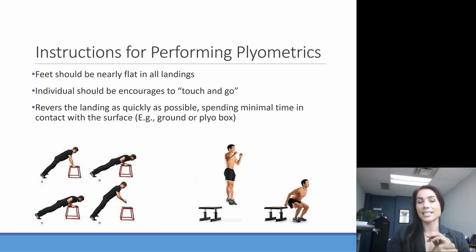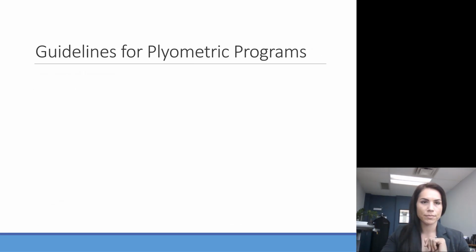Individuals should be encouraged to touch and go, and that's where that eccentric to concentric phase is. Remembering that amortization phase, we want it to be as small as possible. That's what we mean by touch and go: it refers to landing as quickly as possible. We want the landing to be quick so that the explosive movement can also be quick and powerful. The quicker we make that landing, or that eccentric movement, the more powerful we can make that concentric movement.